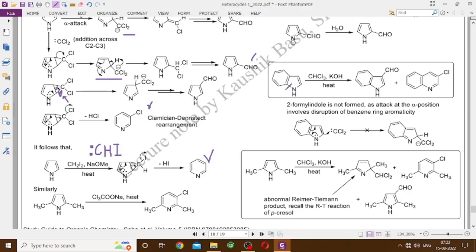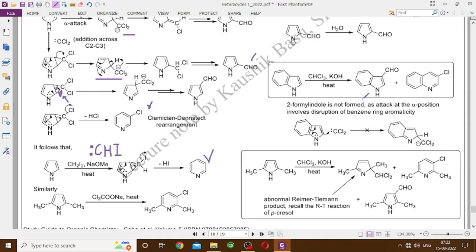For this reaction, we will come back to this when we discuss the indole. That's the indole nucleus. The Reimer-Tiemann reaction gives rise to the corresponding C3-formyl derivative and the ring expansion product.